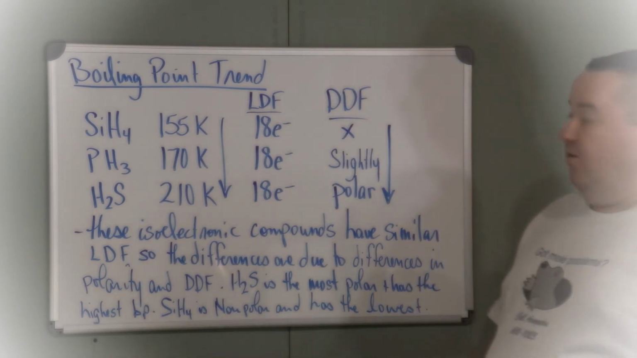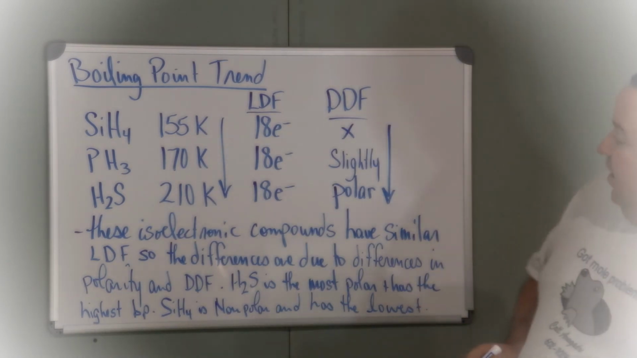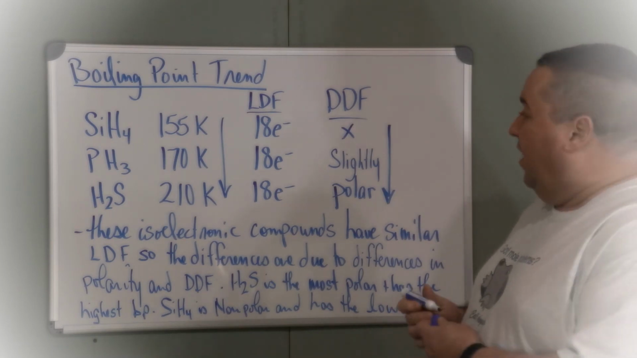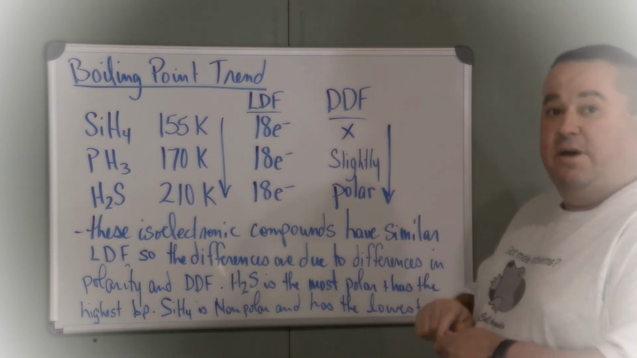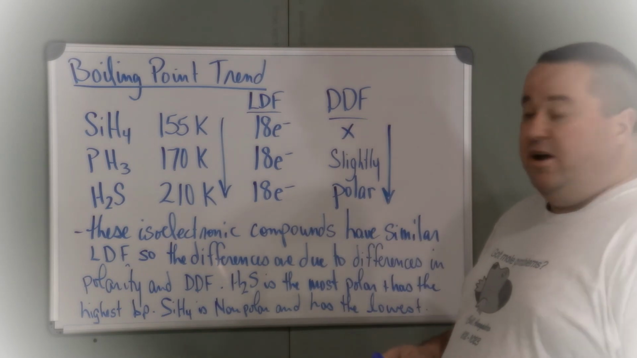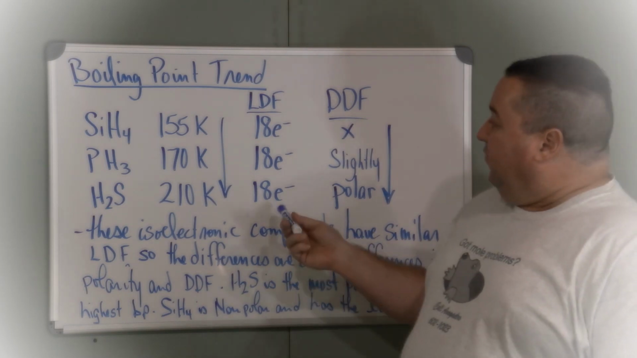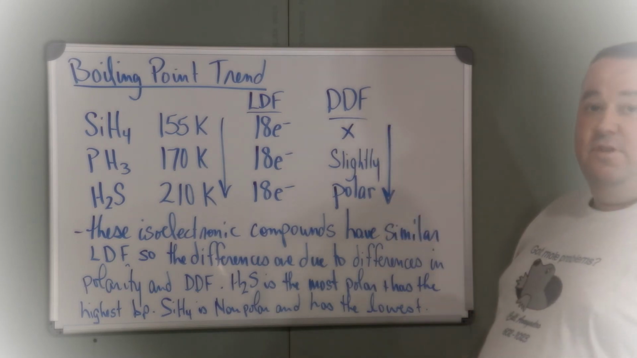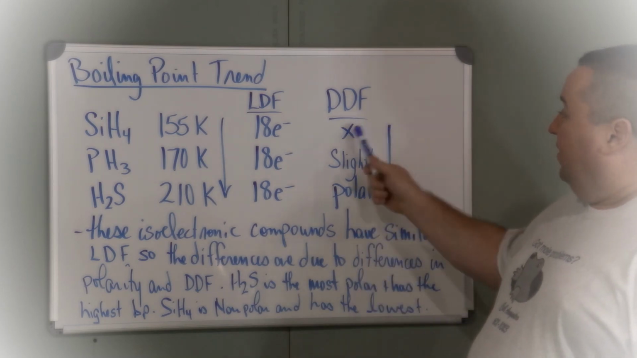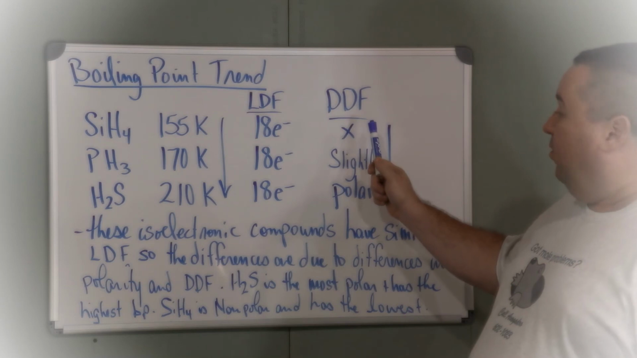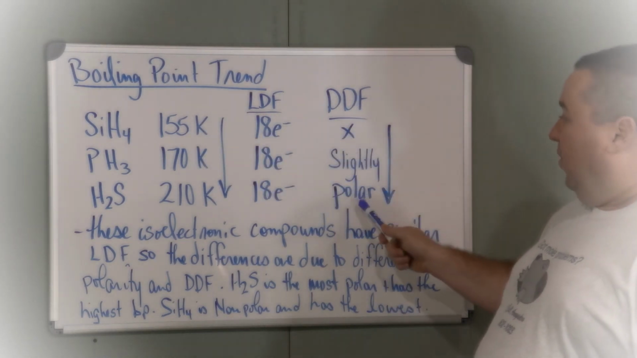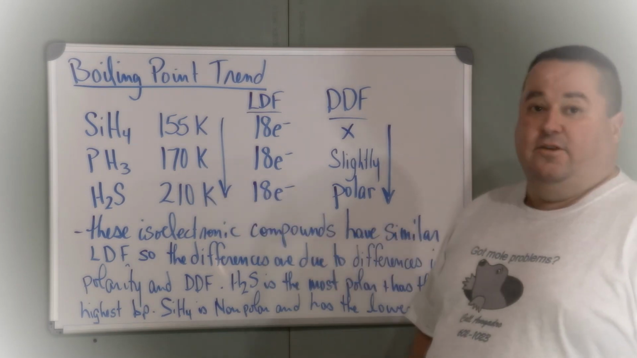the lowest. So again, London dispersion force is approximately tied because all these compounds have the same number of electrons, or isoelectronic. The difference, because there is no hydrogen bonding, must be due to the dipole-dipole force. The nonpolar one has no dipole-dipole and has the lowest boiling point. The most polar has the highest boiling point.